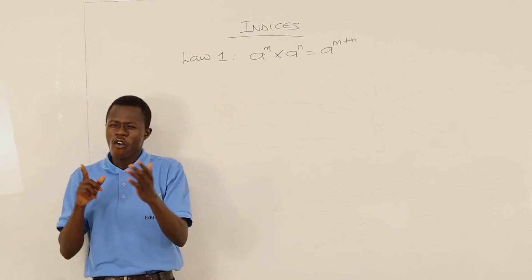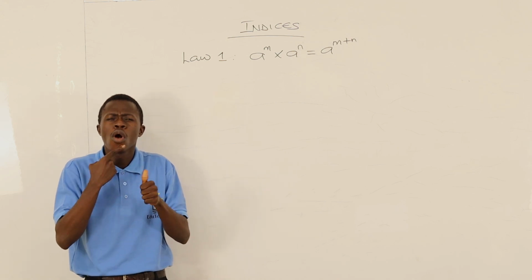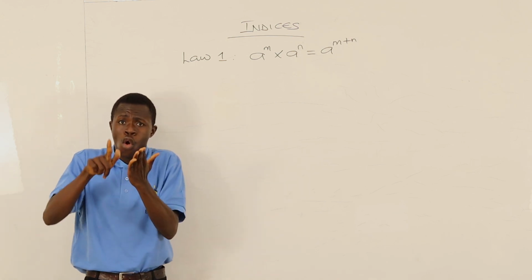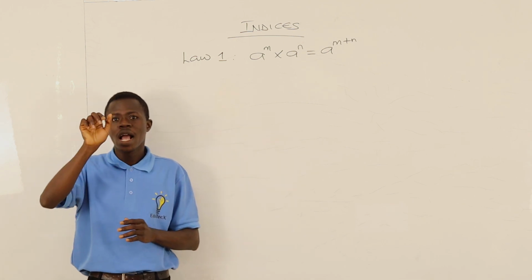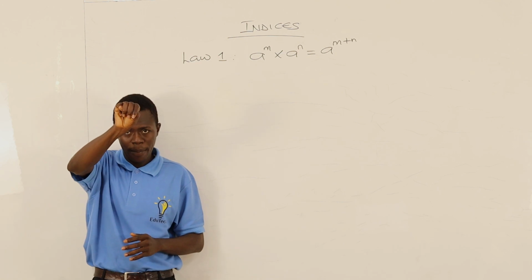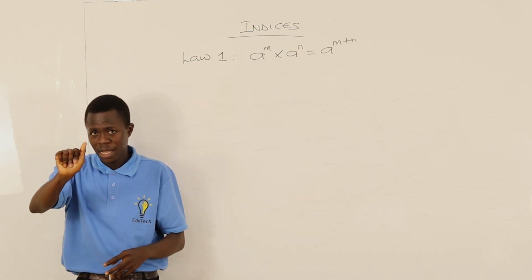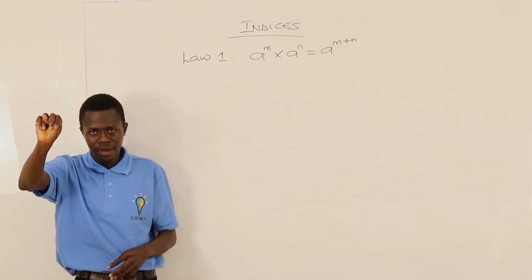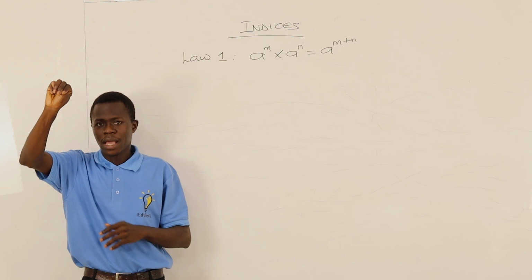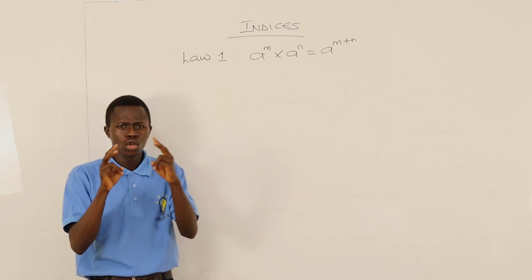So you can see with the first law, it says that when you have an expression a raised to the power m multiplying a raised to the power n, the answer should be a raised to the power m plus n.